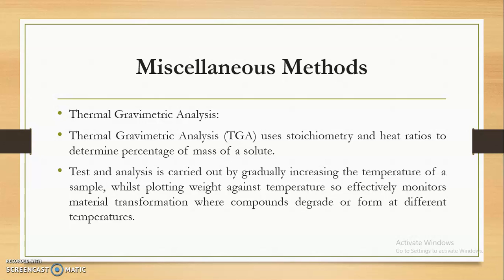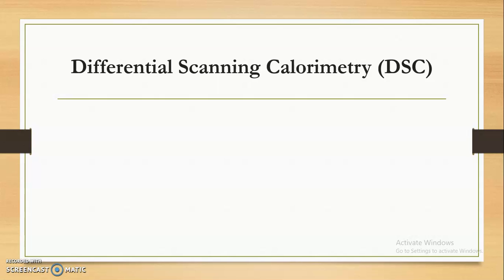Test and analysis is carried out by gradually increasing the temperature of a sample and plotting a graph between temperature against the weight. So it effectively monitors the material transformation where compounds degrade at different temperatures.